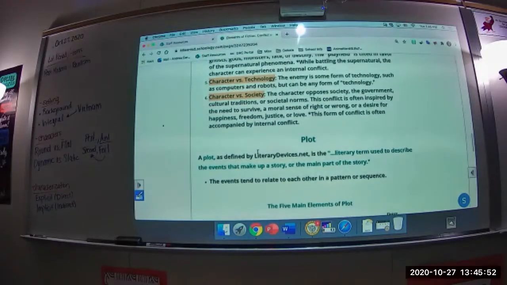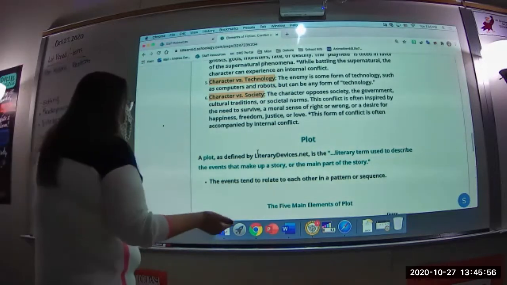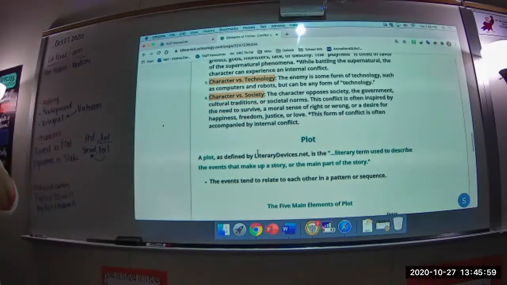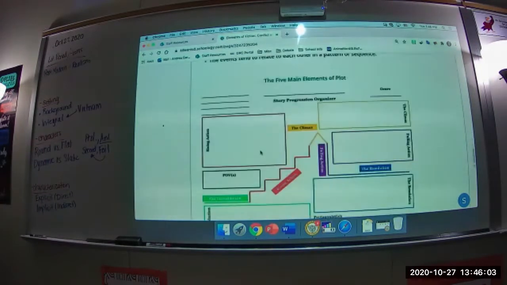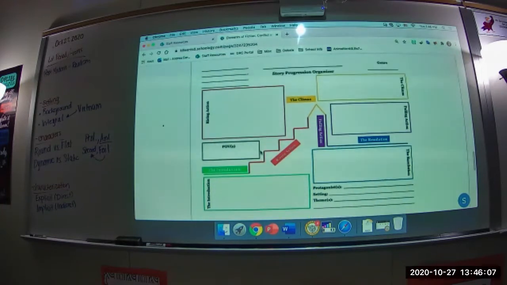That brings us to the plot. So a plot is defined as a literary term used to describe the events that make up the story or the main part of the story. And they're done in a certain pattern. And that pattern is normally called a plot diagram. I also call it a story progression organizer. Okay, so you guys are going to be filling this out as an assignment, and I'm going to show you how in a minute.